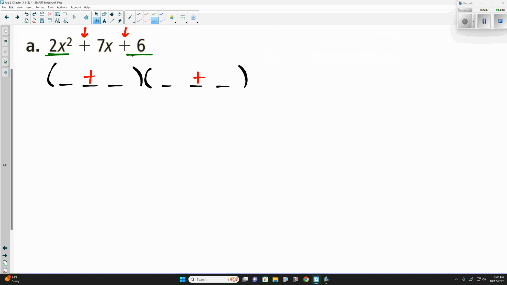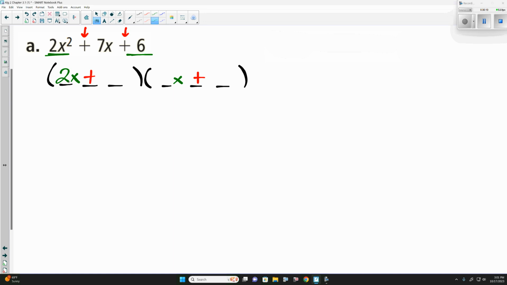2x squared, well, we know the factors of x squared are x and x. What are the factors of 2? 1 and 2. Are there any other factors? No. So we just need to pick a spot for the 2 to go. So we can put the 2 in the first one.